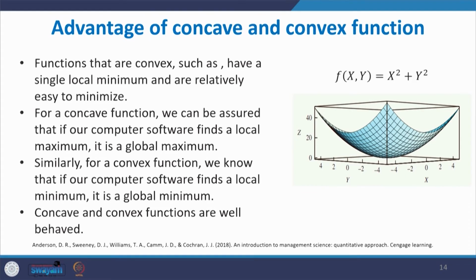For a concave function, we can be assured that if our computer software finds a local maximum, it is also the global maximum. Similarly, for a convex function, we know that if our computer software finds a local minimum, it is a global minimum also. So, concave and convex functions are well behaved and easy to solve. That is why before solving any nonlinear problem, we have to test whether the function is convex or concave.